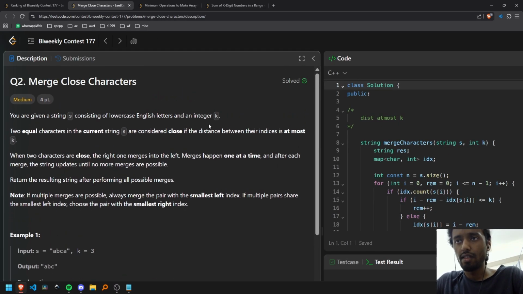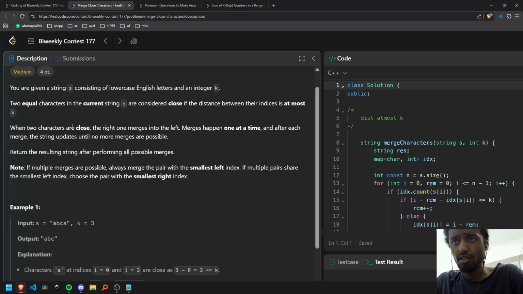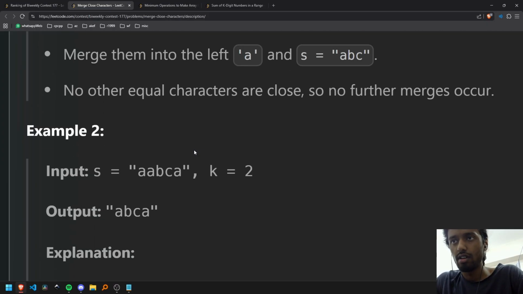The idea is we are given a string s, and two equal characters in the string are close if the distance between them is at most k, right? And when two characters are close, the right one will merge into the left one. So basically here, this A and this A are close because this is index 0, this is index 3, and 3 minus 0 is 3, so they can merge. So this becomes ABC, right? This merges into this, and so on.